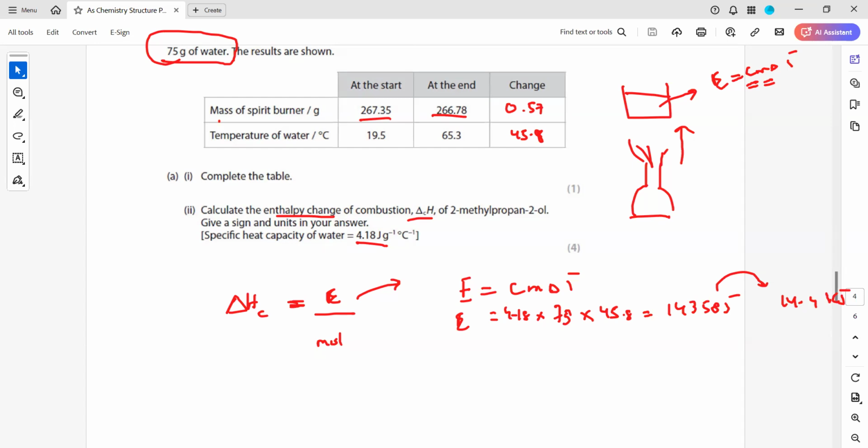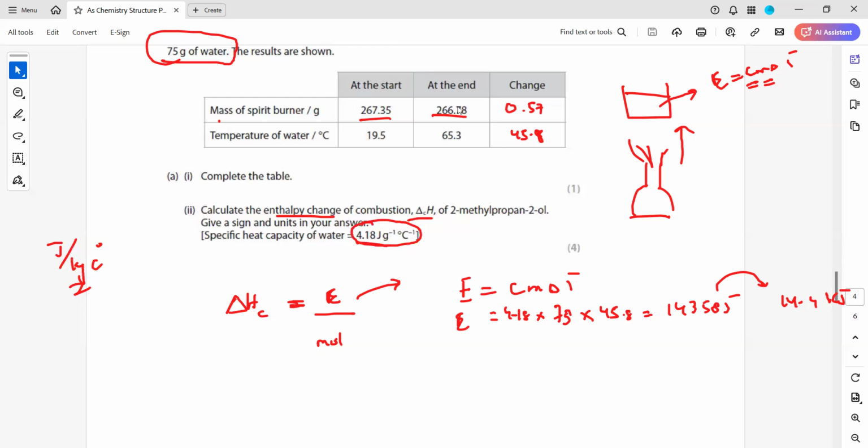We don't have to change the mass from gram to kilogram, because as you can see, the unit of the specific heat is given in joule per gram degree centigrade. So it means the mass should be in gram. If the unit of the specific heat was joules per kilogram degree centigrade, then in that case the mass should be in kilogram. So in the questions, usually the specific heat unit is in grams, so you don't have to convert the unit of the mass.